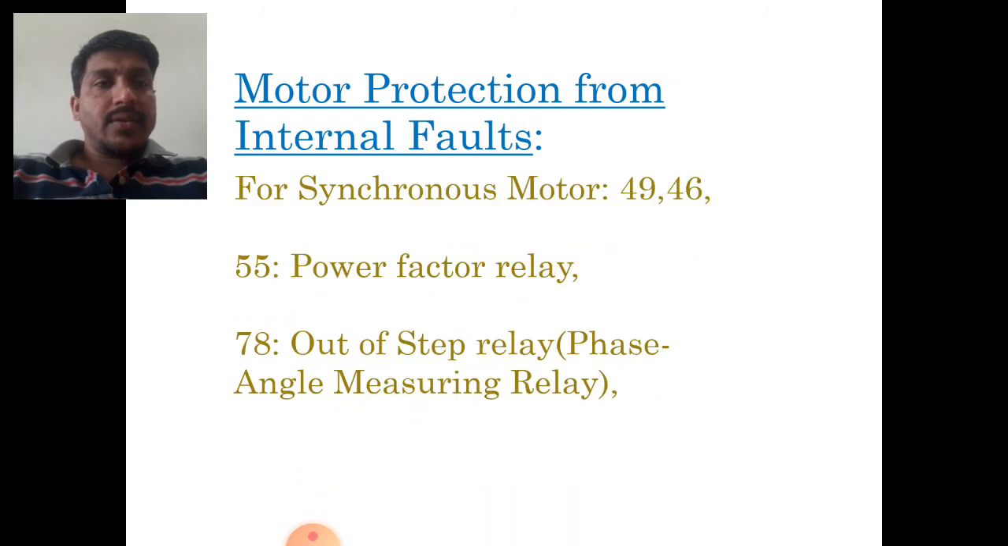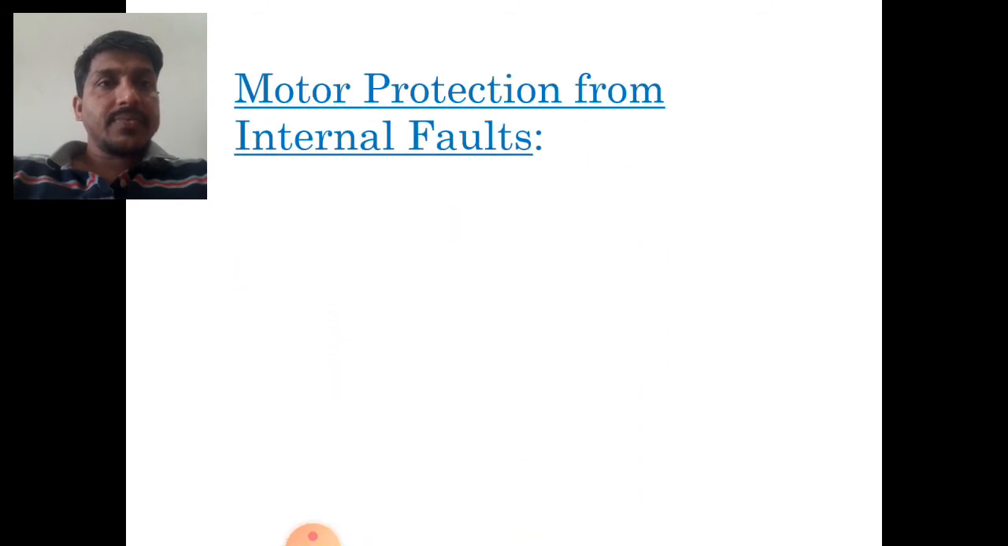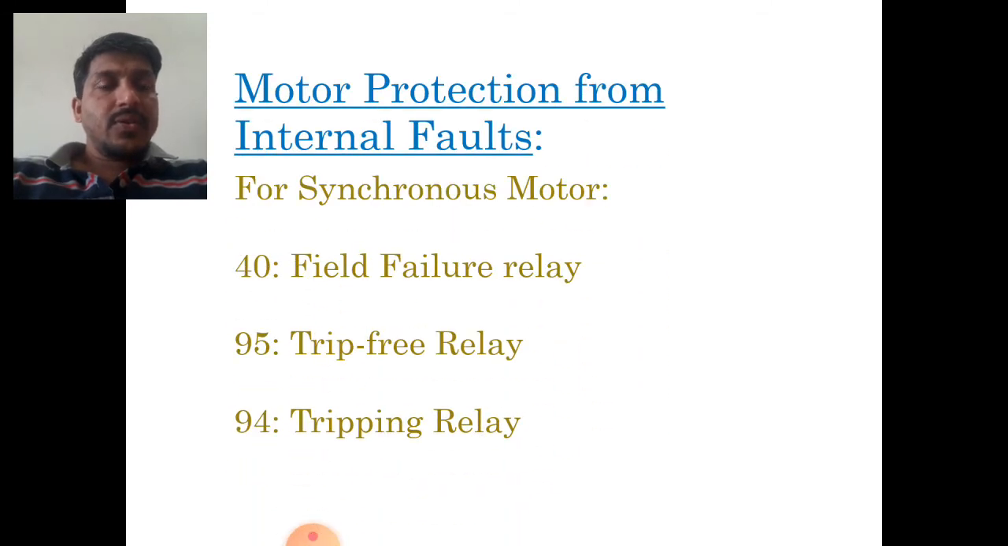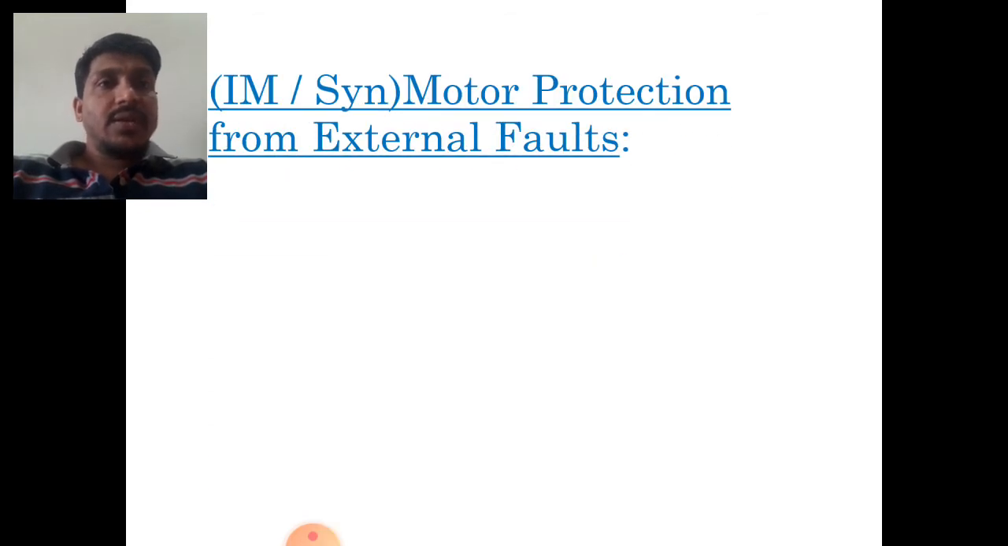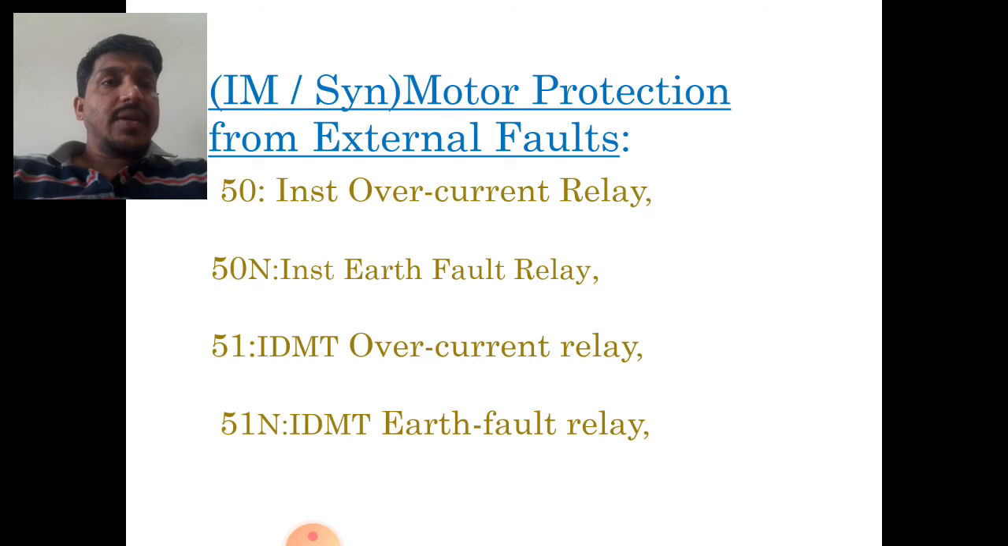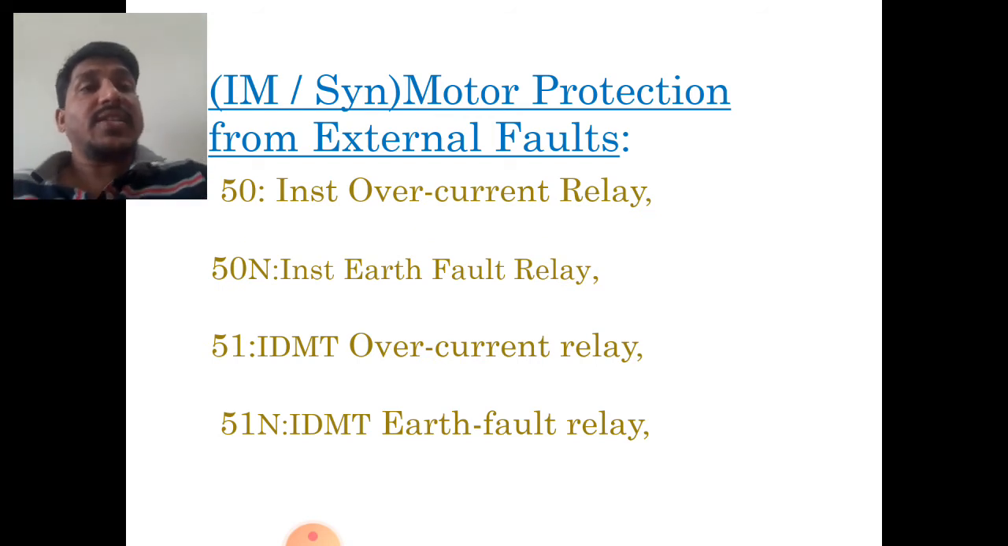Then you will find power factor relay 55, out of step relay 78. Then you will also find the field failure relay, tripping free relay, that is 94, and a trip free relay, that is 95. Okay, so these are the numerous relays used for internal protections. We will see here additional relays used to protect the motor from external faults.